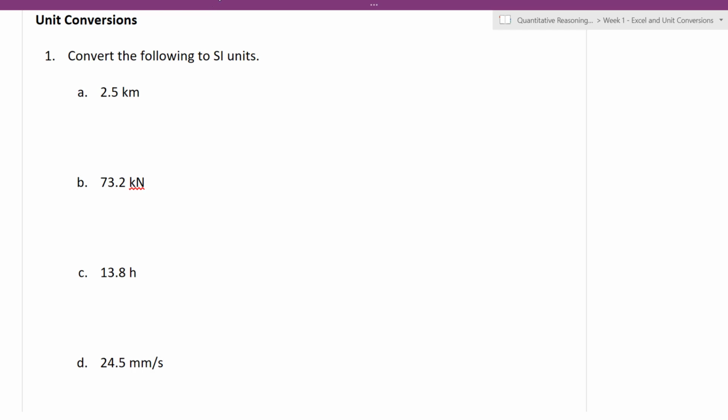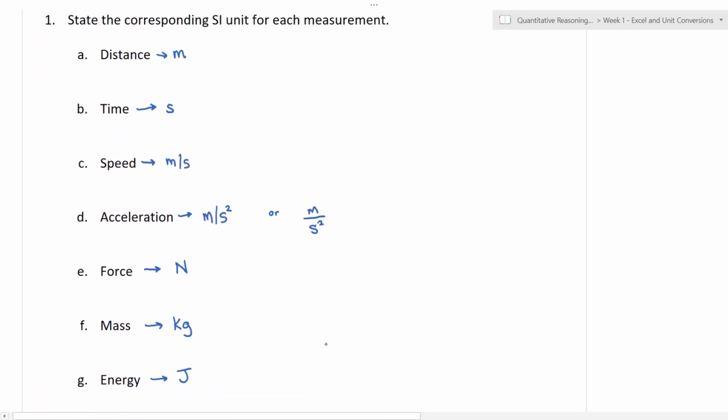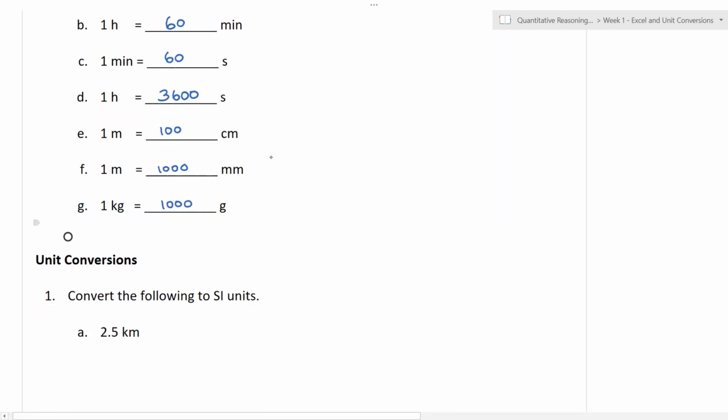So the first question is asking us to convert 2.5 kilometers into SI units. So first you need to know what the SI unit is for distance. So the SI unit for distance is meters. And we talked about that early on here. We had the SI units for distance, which is meters.